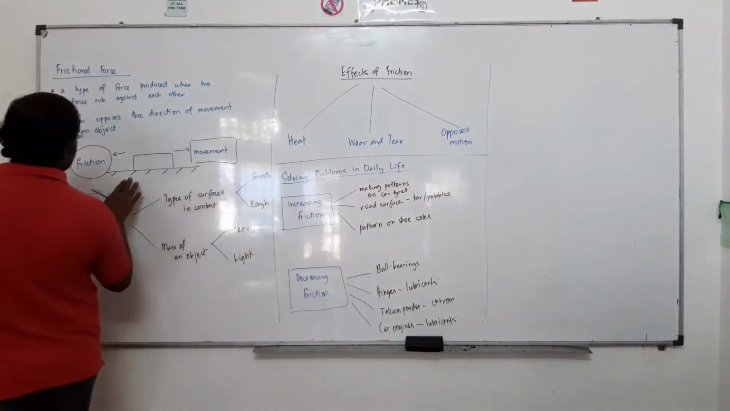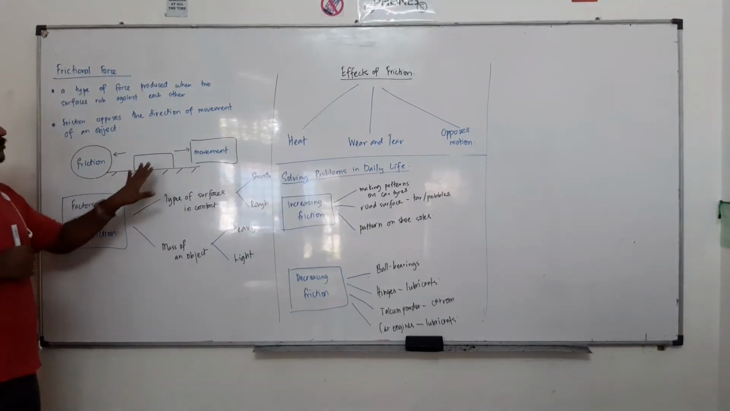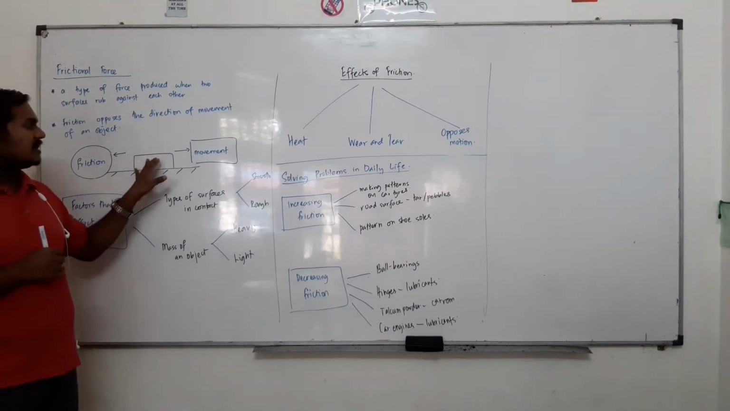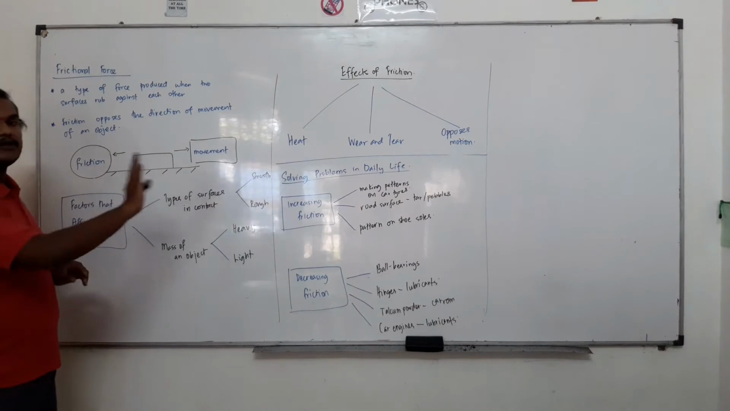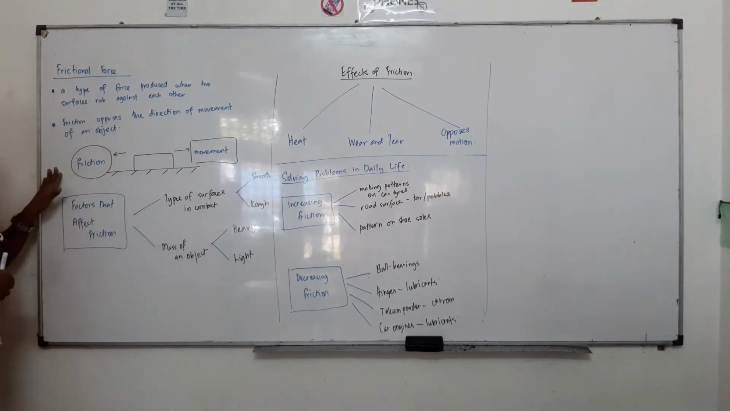Next, in the diagram given here, you have one object, and the movement of the object is on the right hand side, but the friction is against the movement, so it is on the left hand side. This is how the direction of the friction will be.